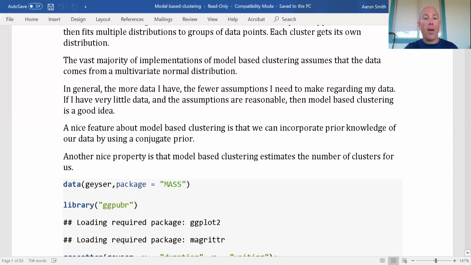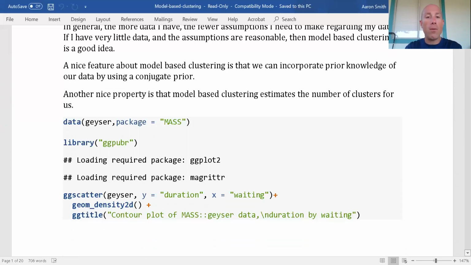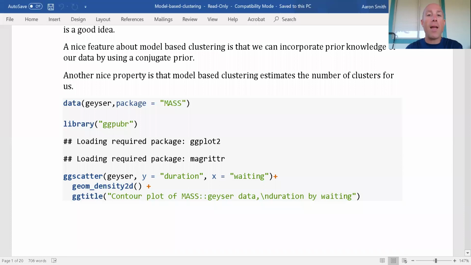I'm going to go through and we're going to look at the Geyser data set from the MASS package. Looking through this, it looked like the best fitting data set I could find through my internet research for multivariate normal, so I went ahead and grabbed this. The first thing I want to do is get an idea of what I've got. This data set only has two variables: wait time and duration.